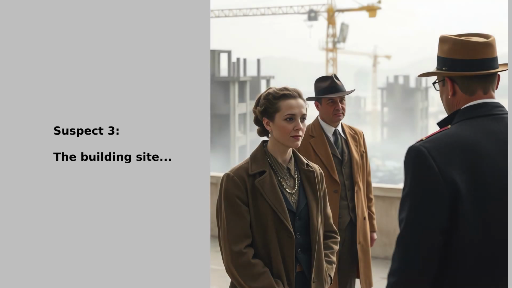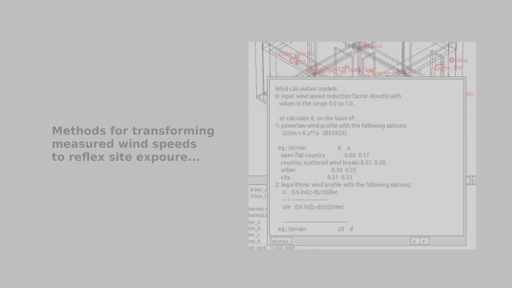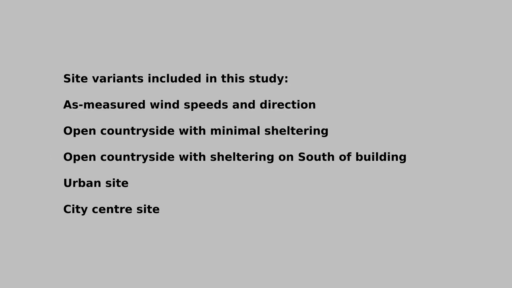And now to our third suspect, the importance of the building site. Inevitably, site conditions differ from weather monitoring locations. Empirical methods demand a context, such as whether the site is open flat country with, say, some wind shielding, urban, or some city center locations. Assuming the wind is as measured, well, that's one comparator we ought to include. Here are the site variants I have used in this study.